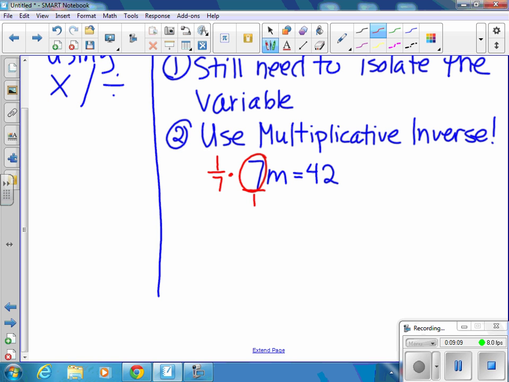Remember, whatever I do to one side of the equation, I must do to the other side. So this side I'm also going to times by 1 over 7, because I can put 42 over 1, and then I can multiply those.